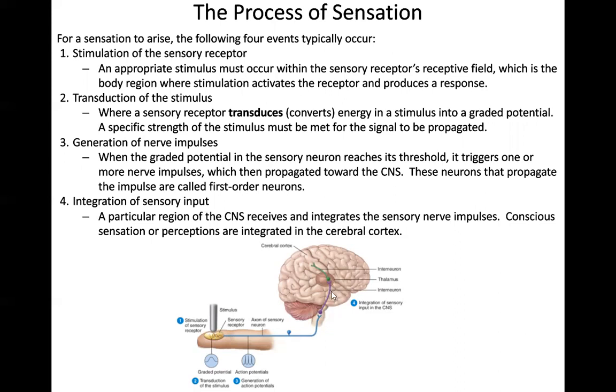The ones they synapse with are called second order neurons, and then you've got third order neurons and so forth. Eventually, we make our way into the central nervous system where we can integrate it. A specific or particular region of our central nervous system receives and integrates. Integrate, think process. We process that sensory nerve impulse and decide what to do with it, if there's really anything that we need to do.